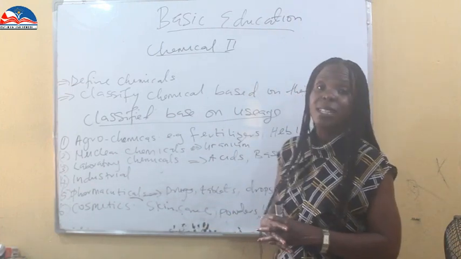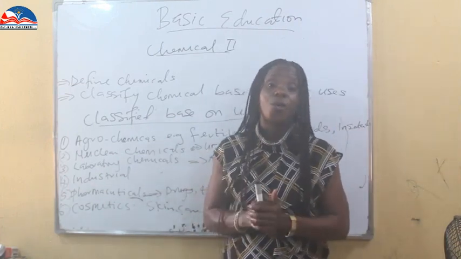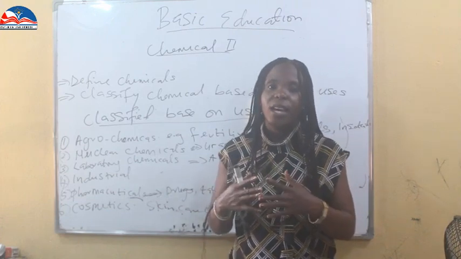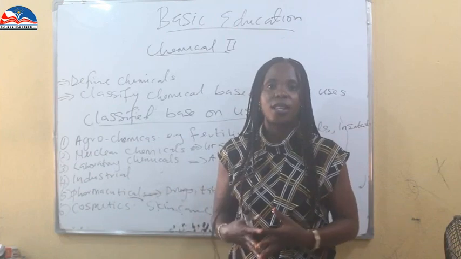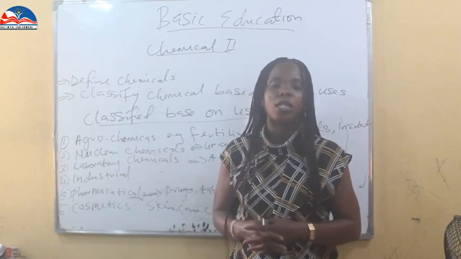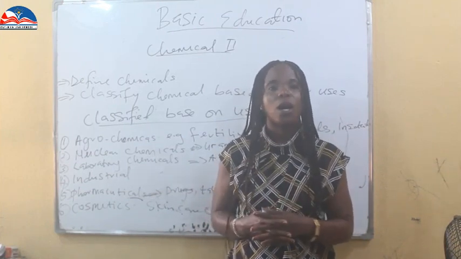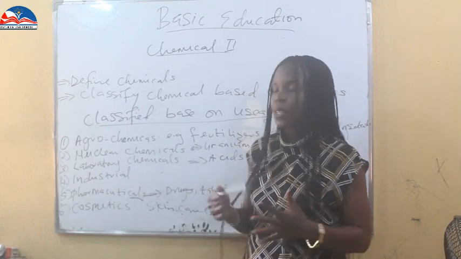Then we have cosmetics we use in our skincare, like powder, like dye, like many other products that are used, your cutters, your nail polish. All of these are how we classify chemicals based on their usage.